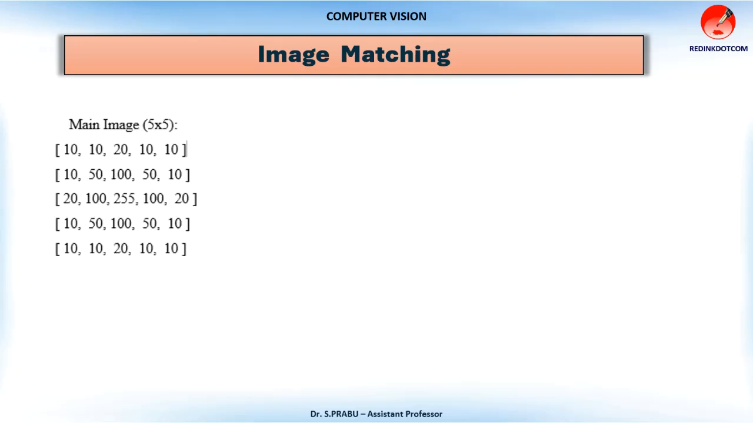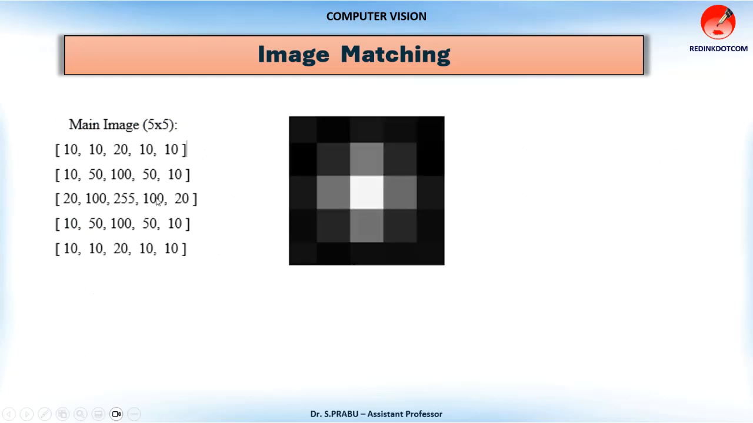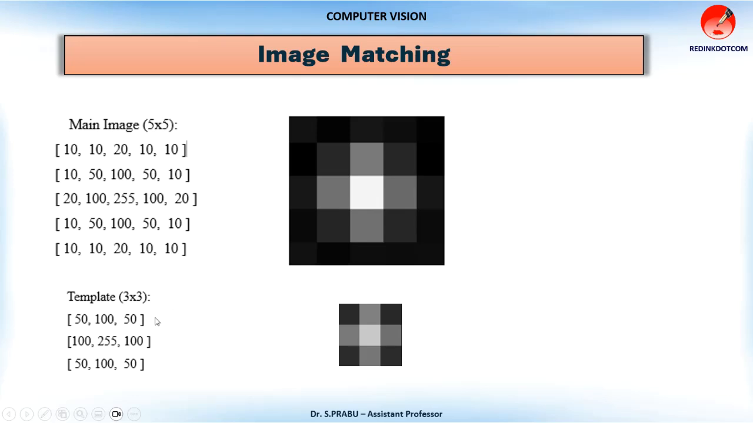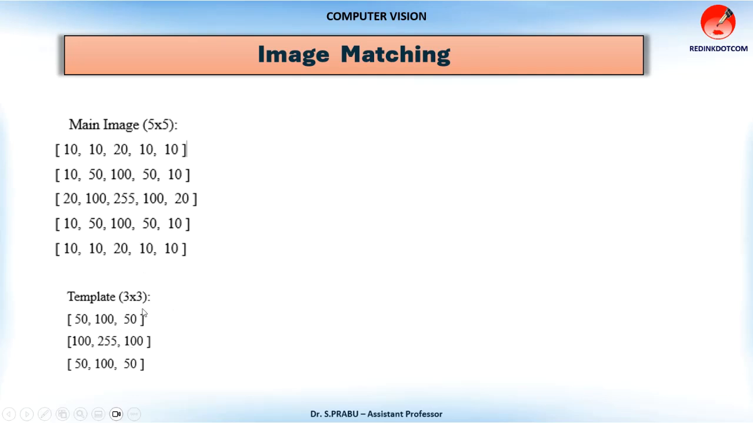Let's see one example. I take the image as a 5 by 5 matrix. The image looks like this, and I can choose a template that is a small part compared to this image. Usually it is a 3 by 3 matrix. The template size is 3 by 3. So first I choose this 3 by 3 from this bigger image. This small part is called a patch.